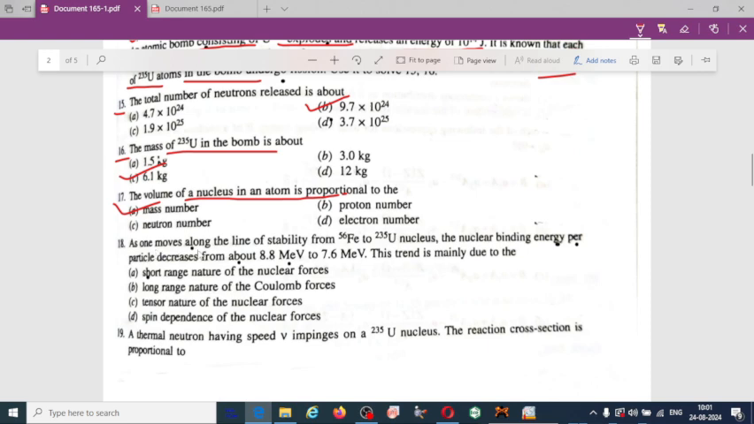As one moves along the line of stability from iron to uranium nucleus, the nuclear binding energy per particle decreases from 8.8 to 7.6. This trend is mainly due to which is causing this decrease in the value of binding energy. Short range nature of nuclear force, long range nature of Coulomb forces, tensor nature of nuclear force, spin dependency of nuclear force.